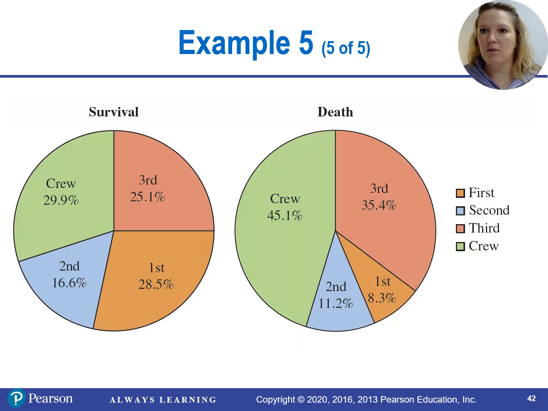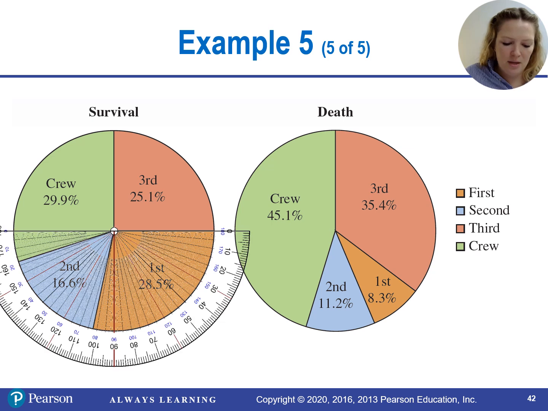You would do the same thing for all of the people who died, but you can see here that in the survivors versus the people who died, of the people who died, a lot more of them were crew or third class compared to the survivors. And you can look and see that these measures do align with the proportions. So like we said, the measure of the first class sector should be about 103 degrees, and it is on this protractor here.